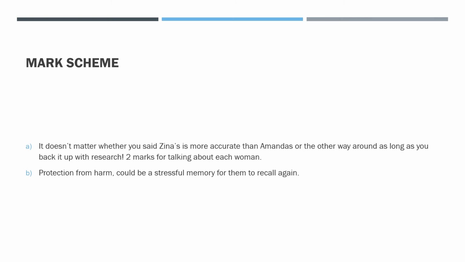So Zena will have a higher level of accuracy because anxiety increases eyewitness testimony according to the research, whereas Amanda had less anxiety, which would mean she wouldn't remember as much, or the other way around. It doesn't matter. And then B, protection from harm, as it could be a potentially stressful memory for them to recall again due to the events that they have experienced. So just make sure you have said protection from harm for one and then explain why that might be an issue for the second mark.